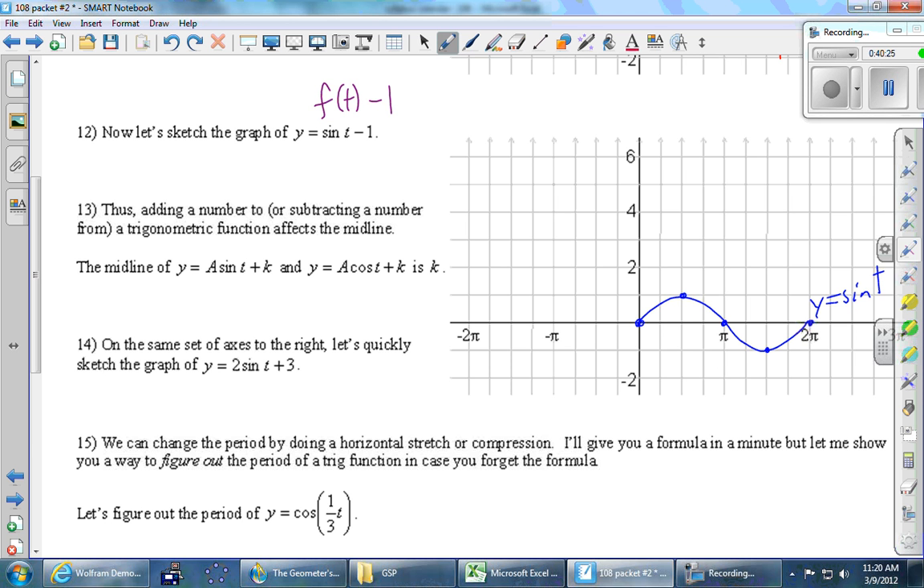Down 1. So we're just going to move everybody down 1. And I think it's real easy to do this if you've got your 5 points already labeled.